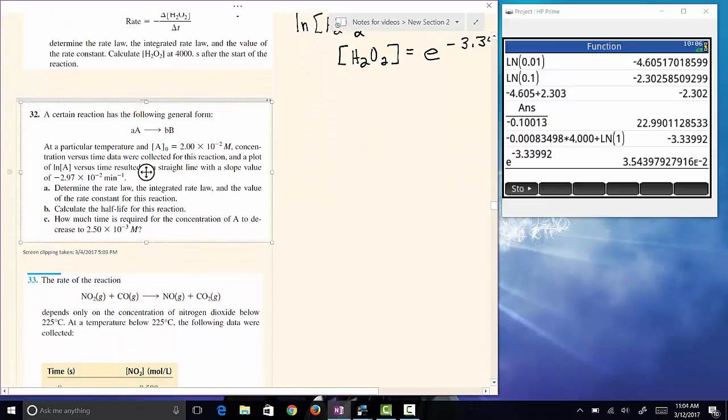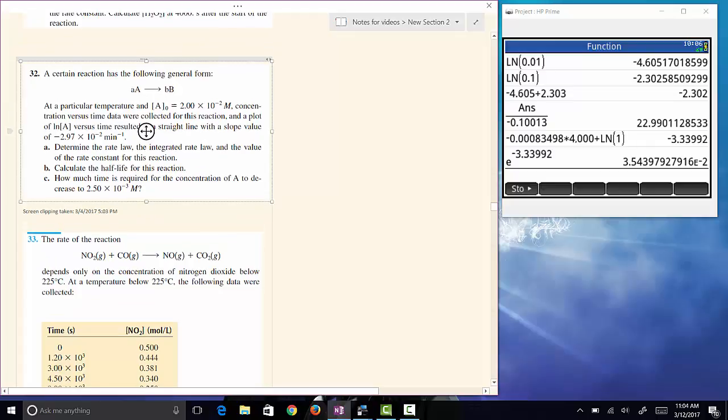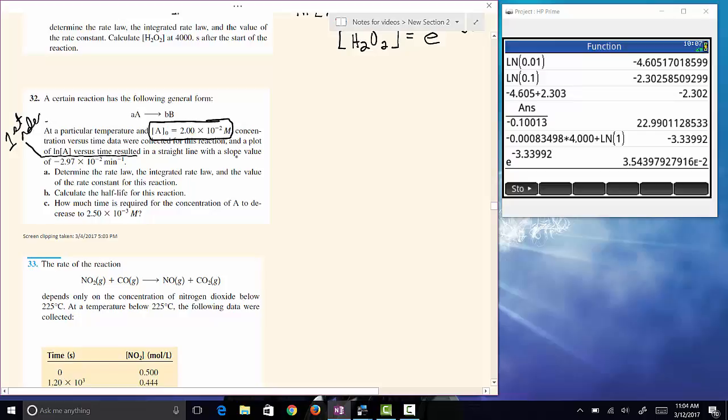Okay, so now let's take a look at number 32. Here it gives us a reaction at a particular temperature, and this value here, that's my A naught. It says a plot of natural log of A versus time. So remember I said that was one of the ways they can give you what order it is, to tell you which graph works. So it means it's first order. And with a slope value given, the positive value of that slope is going to give me my K. It says determine the rate law, the integrated rate law, and the value of the rate constant.